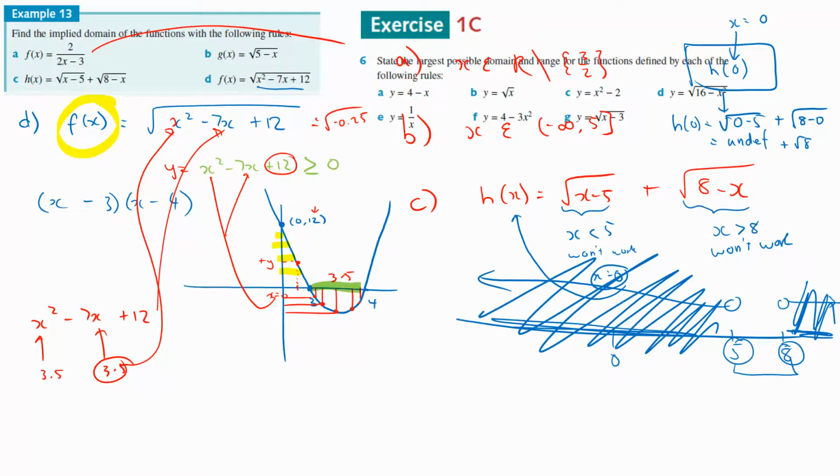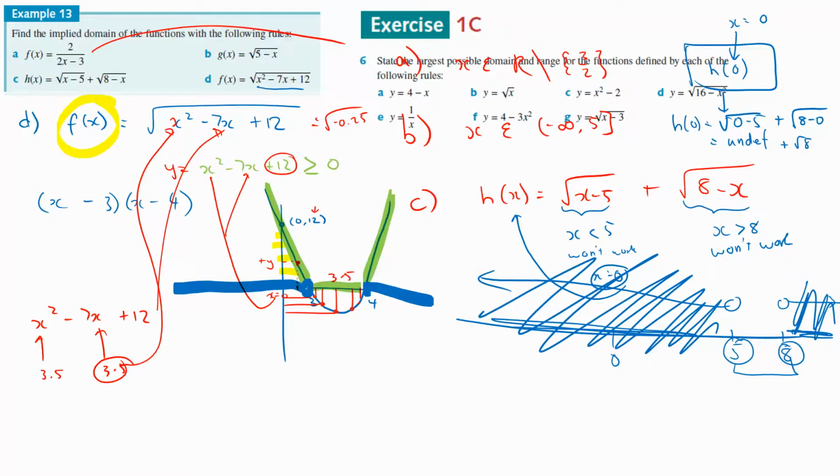If it's not between 3 and 4, if it's 4 onwards, all the y values are positive. All the y values here are positive. So what I'm trying to say is the answer clearly has to be from 3 all the way down to negative infinity, and 4 all the way to positive infinity. Anything between there, you can't square root it because the quadratic function is going to have a negative y value.